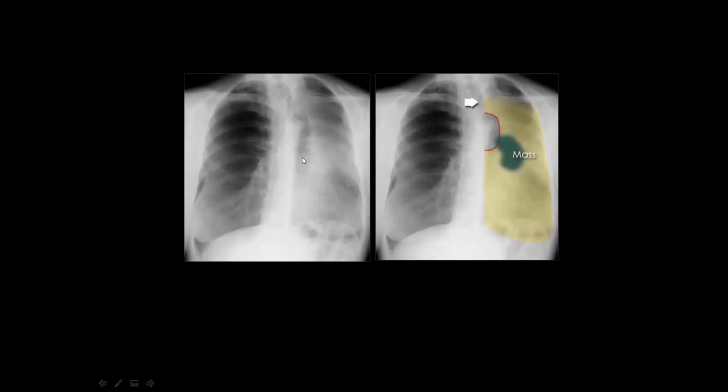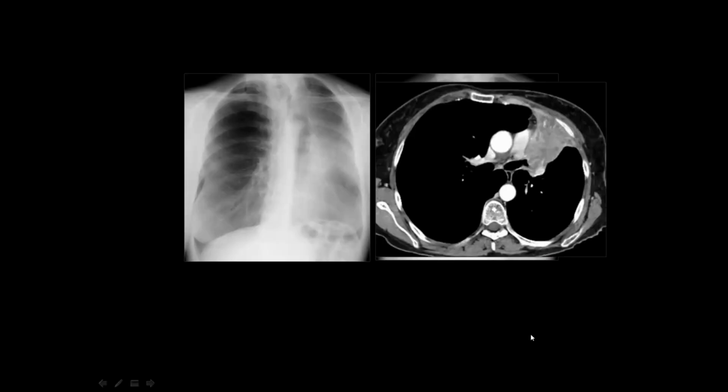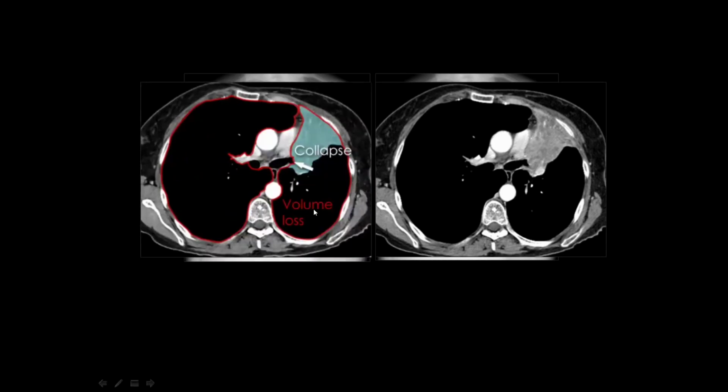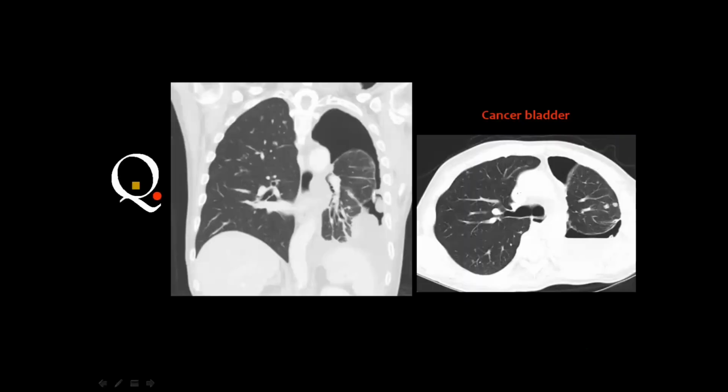And this is another example. You see an extra density here, which represents the mass that has resulted in upper lobe collapse, and you can see the Luftsichel sign. On the CT scan, you see the mass, and you see the herniation of the upper lobe, and you see the Luftsichel sign, and here is the collapse, loss of volume, and herniation of the upper lobe to the opposite side. And this patient is known to have cancer bladder. Then what is the diagnosis?